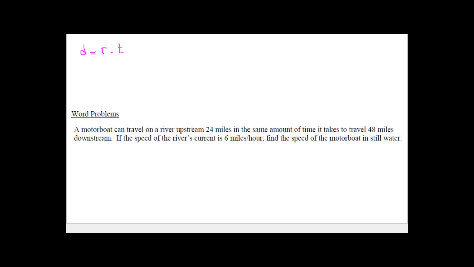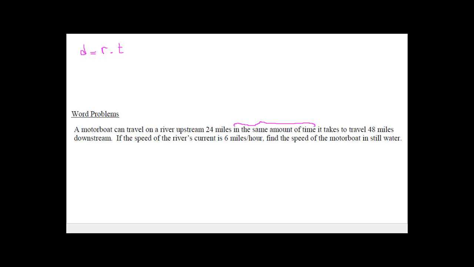The current is the same at 6 miles? No. Well, read the first line carefully. What is the same? The amount of time. Yeah, it says the time. This is in the same amount of time, all this happening. So the time is the same.